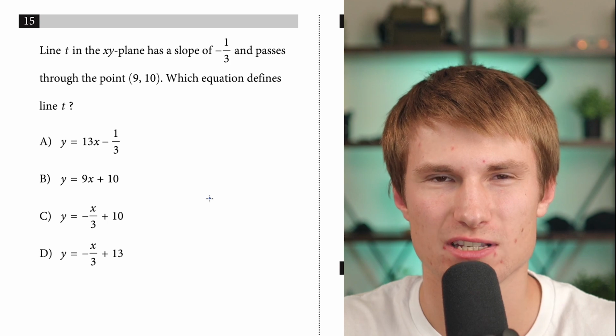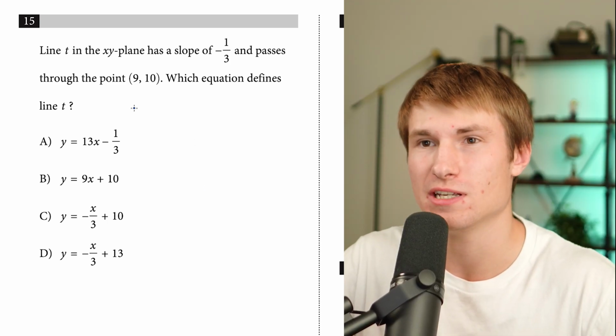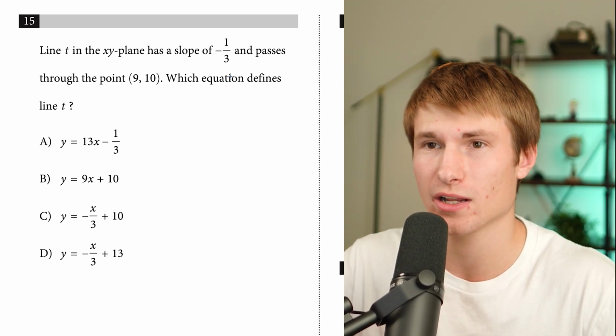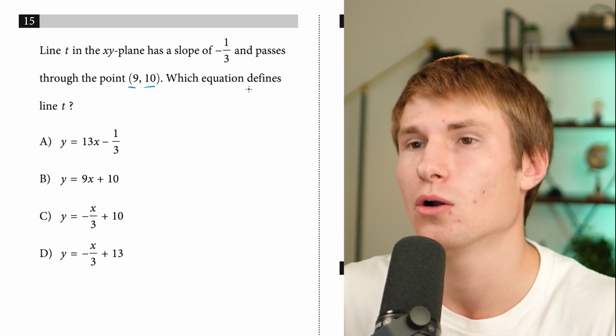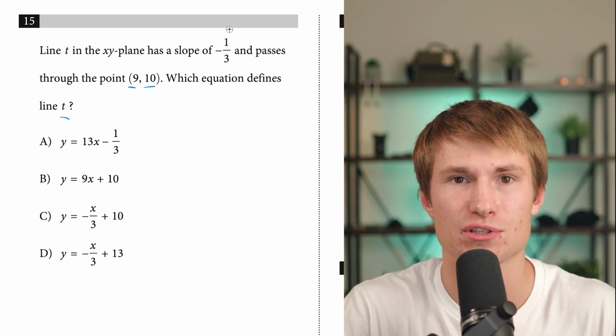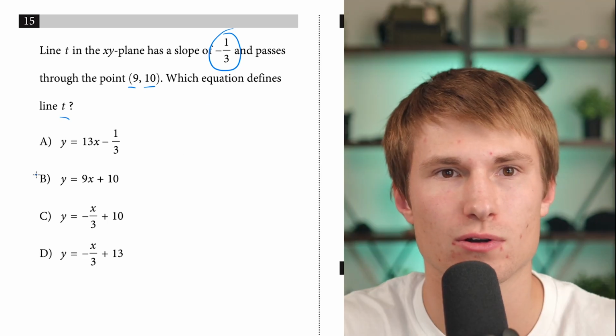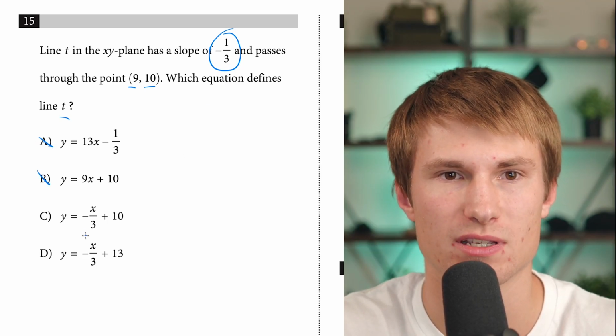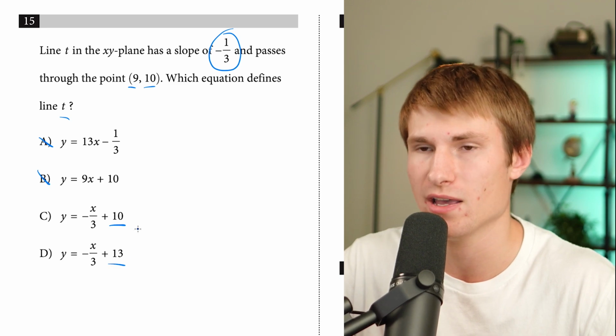Here's a trick to solve this SAT math question way faster. Question 15 states a line t in the xy plane has a slope of negative 1/3 and passes through the point 9, 10. Which equation defines line t? First thing I'm seeing is I've got this slope of negative 1/3, which means I can get rid of answer choices A and B, and I'm left with C and D, the only difference with the two being their y-intercepts.